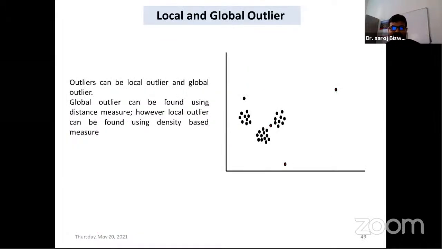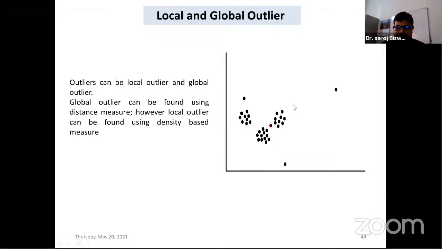And now in this slide, these outliers can be categorized into two categories. One kind of outlier is called local outliers, and another kind is called global outliers. If we have global outliers, those can be found using a distance measure. But try to understand, if you have local outliers, then by distance we cannot calculate. So if our objective is to find local outliers, then we have to follow a density based measure.